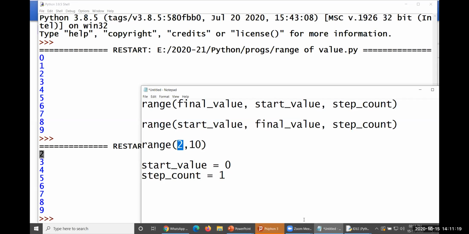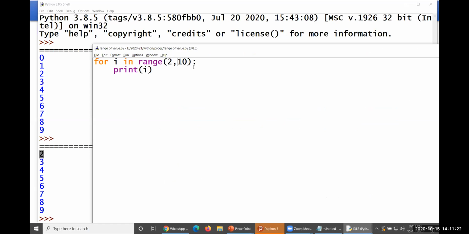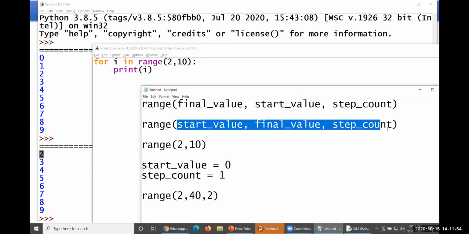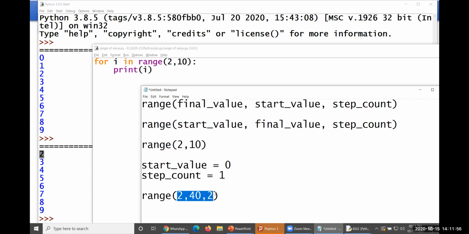Okay. Then let me change one more point here. Let us consider the range. The start value will be 2, and the final value will be, let me consider, some 40. And then let me give one more parameter here, that is step count, that is 2. So here we have used 3 different types of parameters. How many parameters are expected by range? All these 3 parameters have been given in this particular case.